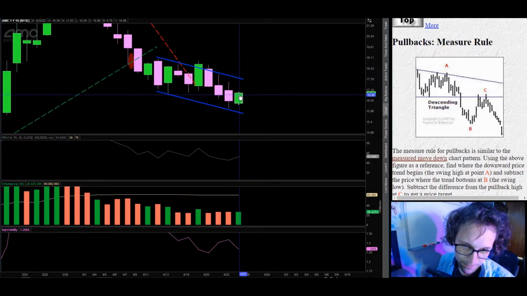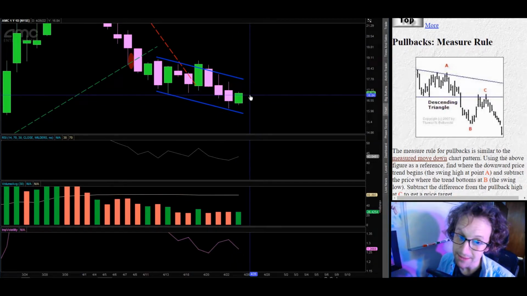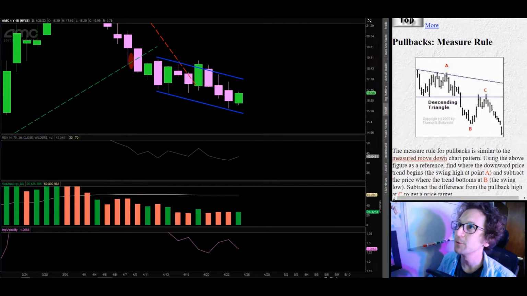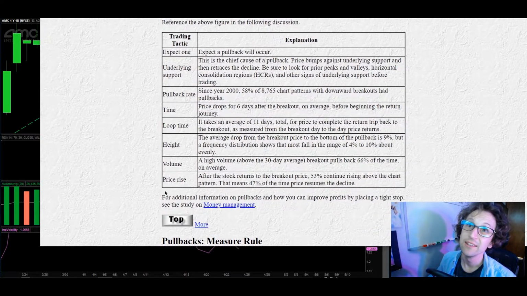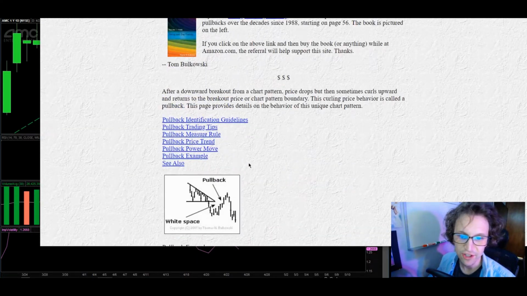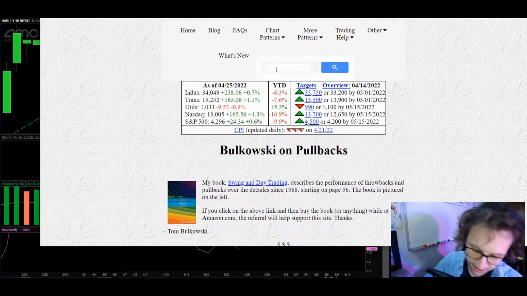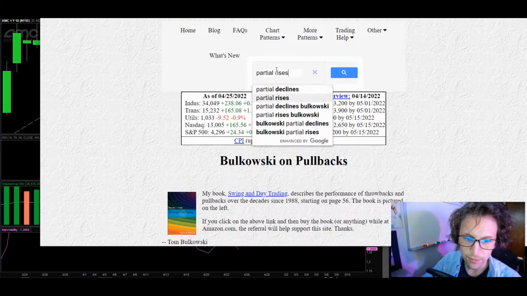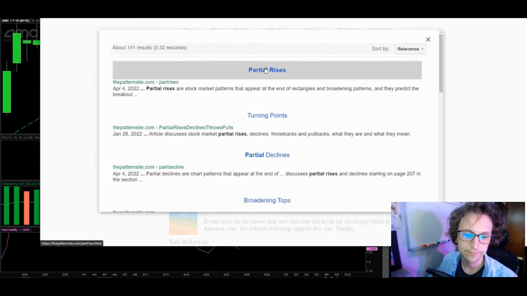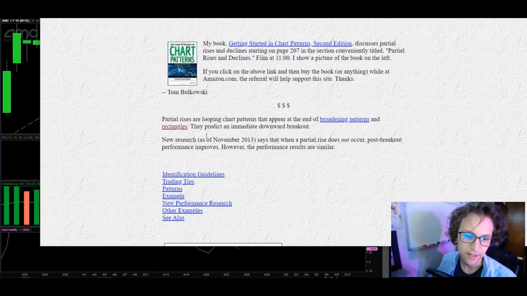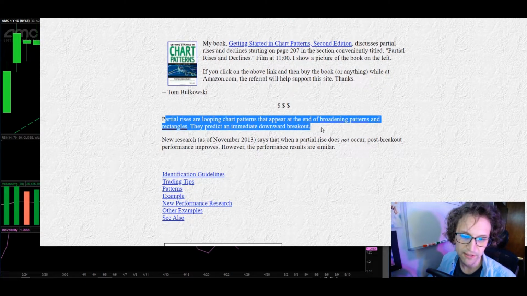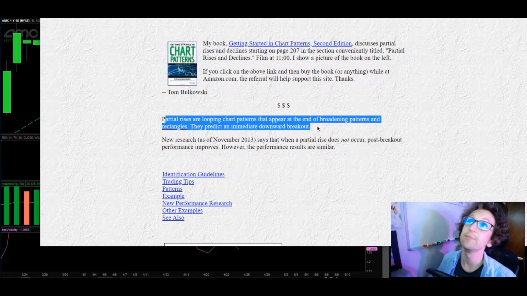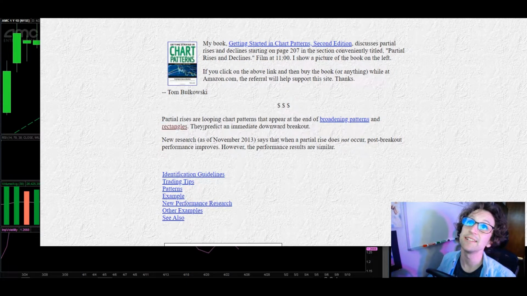Okay, however, this may be a partial rise. So let's go through and talk about what partial rises are. The thing about partial rises is that they occur within channels. I don't think that they necessarily occur within flags, but flags inherently have a channel in them. So let's go partial rise. A partial rise is a looping chart pattern that appears at the end of a broadening pattern and rectangles. They predict an imminent downward breakout.